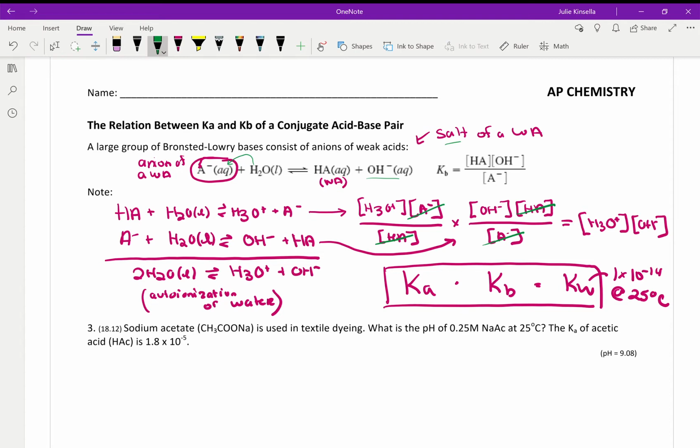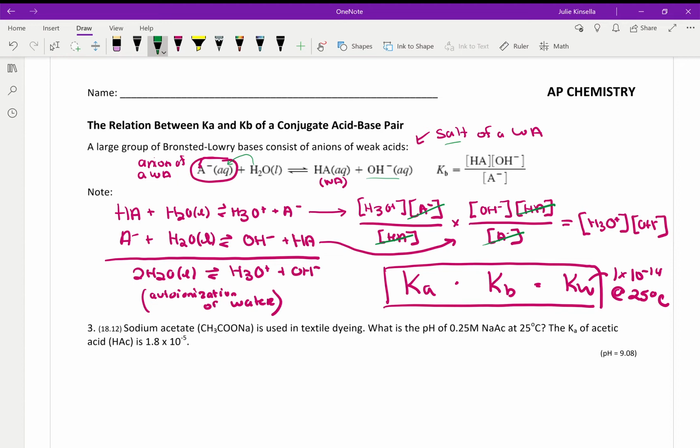Because the issue is a lot of times we don't have the Kb value for the anion, but we can use its weak acid. So this next little part is just the background of how we are going to get to the equation we're going to use. It's basically looking at the reaction of a weak acid with water to produce hydronium and its conjugate. That conjugate is that anion of the weak acid, which undergoes hydrolysis. When it reacts with water, it produces hydroxide, which gives it its basic properties and then reproduces the weak acid.